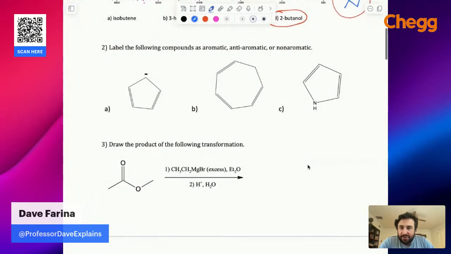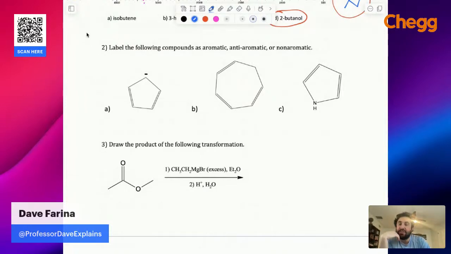Okay, so here's something else that's important. Last time we were doing a lot of electrophilic aromatic substitution. We're going to do some more of that today too. But in terms of aromaticity, we have to be able to identify compounds as being aromatic, anti-aromatic, or non-aromatic. So what are the criteria for being aromatic?